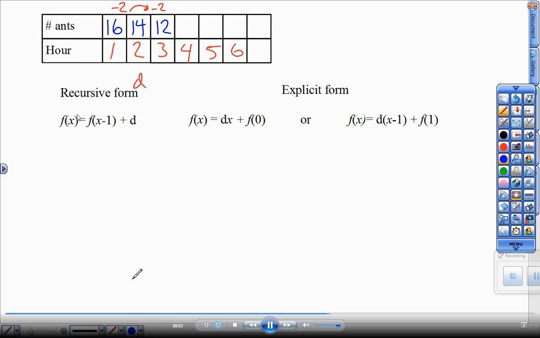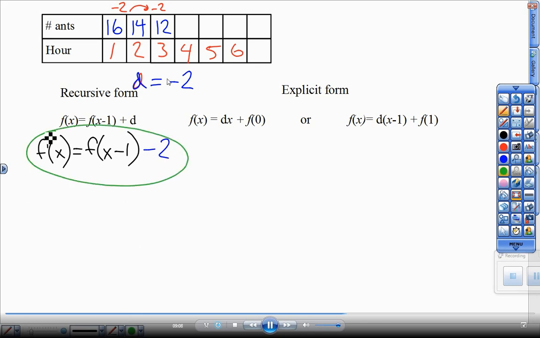My common difference is -2. That is my D number. That number will go in all my places for D: -2 here, -2, -2. To write the equation for this table in recursive form, f of x equals f of x minus 1 minus 2. Don't put plus 2 there because it's going down.